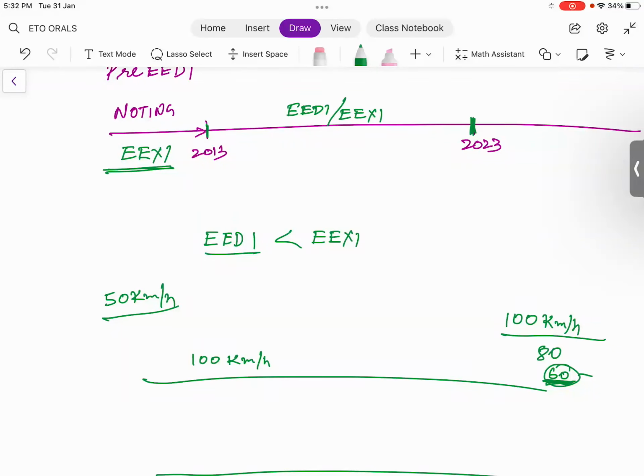But for the vessels built after 2023, what will apply to them? Phase 3 EEDI. Yes, phase 3 EEDI, because EEXI cannot apply to them. They are not existing vessels, they are new vessels.